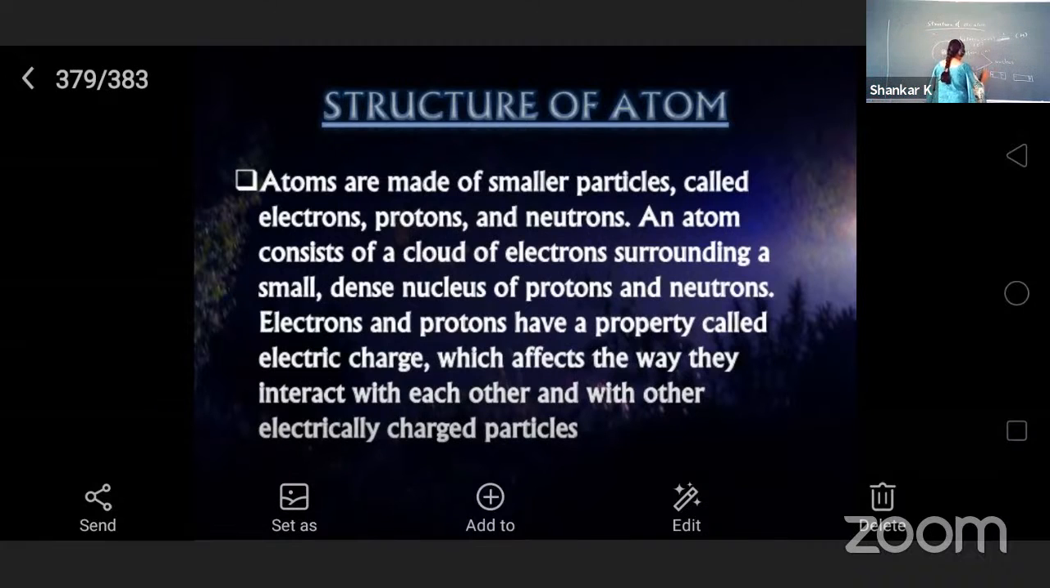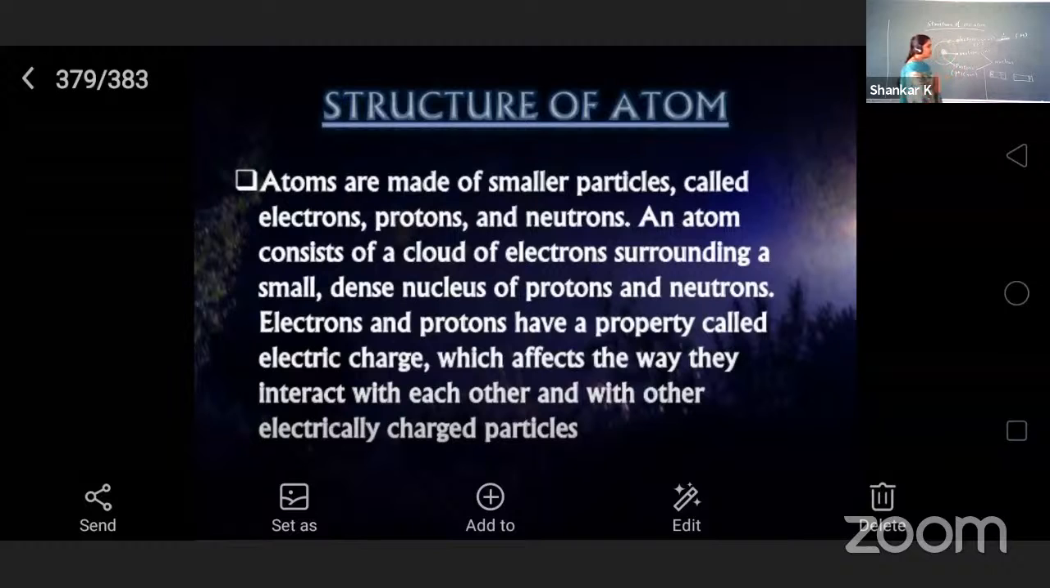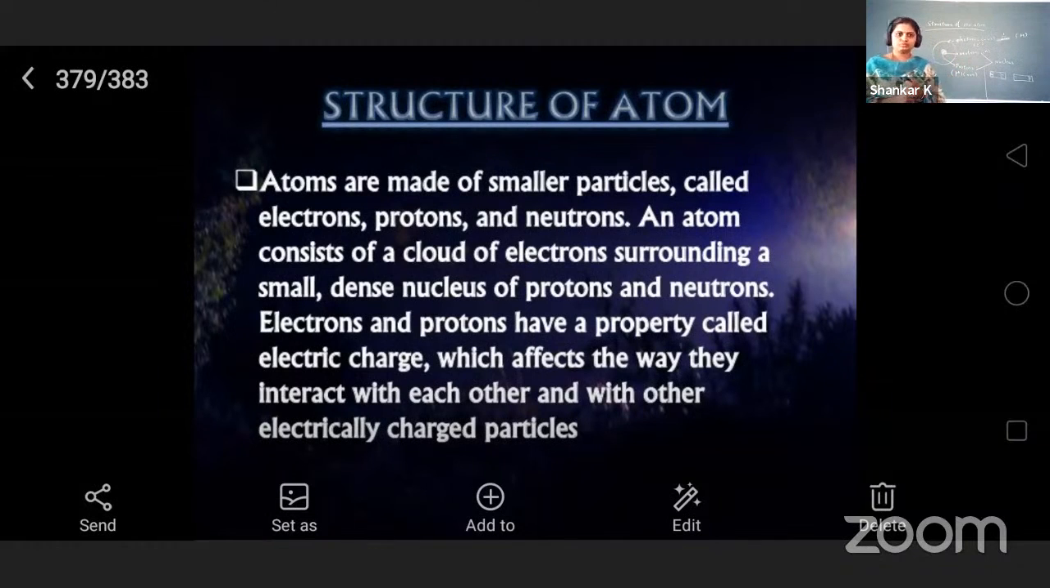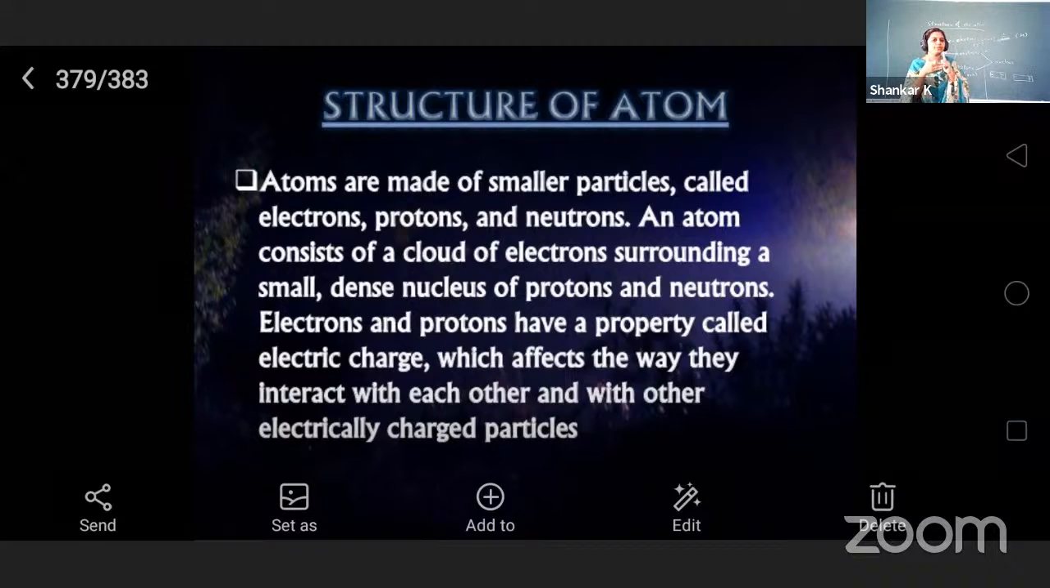It will not attract, ma'am. Why will it not attract? Both are minus. If both bodies are charged, students, they will not attract. There should be one body charged and another not charged. Then only it will be attracted.